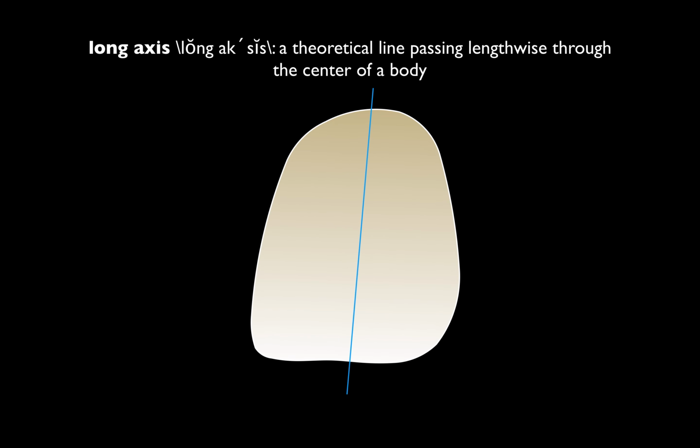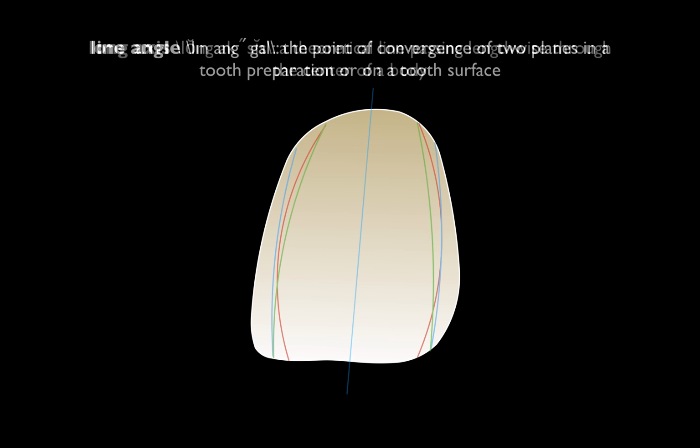Now, one of the other things we need to look at when we evaluate teeth is the long axis. The long axis is defined as a theoretical line passing lengthwise through the visible center of the body of the tooth. It's important to understand some simple rules. The long axis of anterior teeth points towards the belly button, and this is a rule to keep in the back of your mind as we move forward.